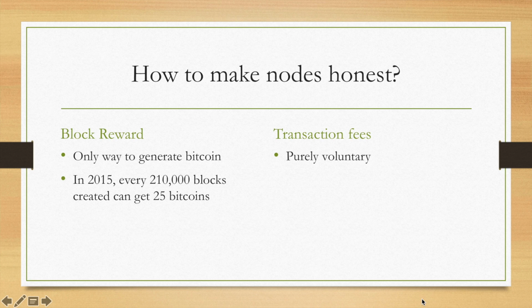In 2015, for every 210,000 blocks created, you can get 25 Bitcoins. Another incentive is transaction fees. This is purely voluntary. When a sender wants to do any transaction, they can also append some small transaction fees to it. So the node can get benefits from processing such a transaction.